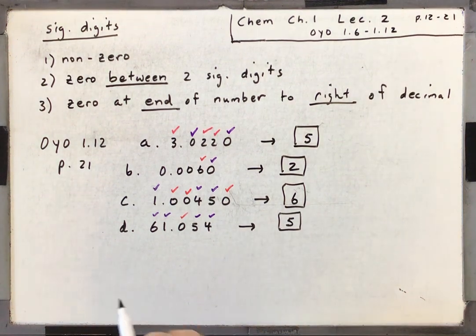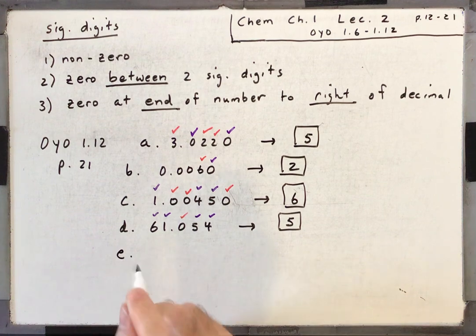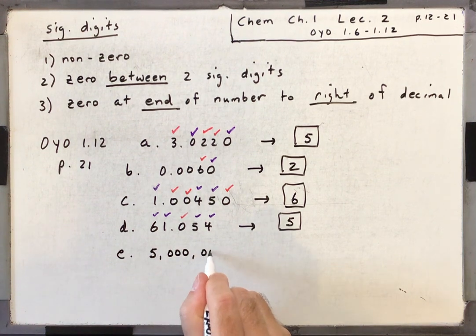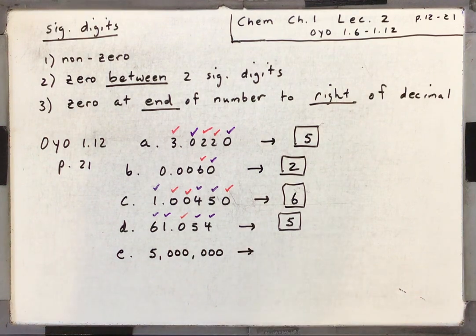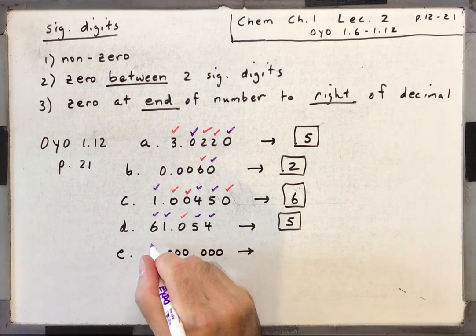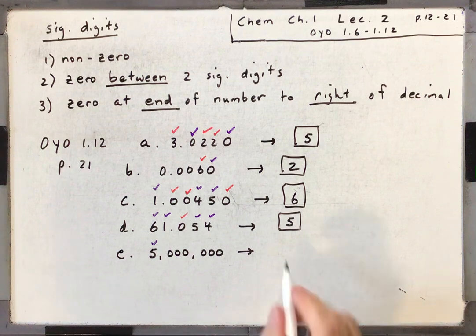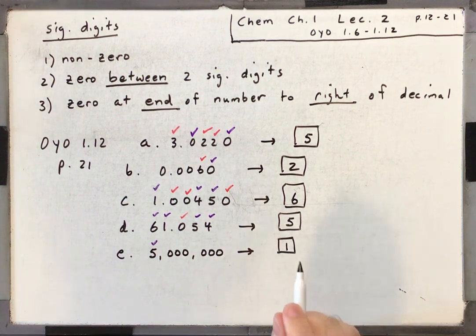Okay, so here are a few extra ones to make sure that you have this concept down. E isn't in the book, but I'm going to tell you, how about it's just 5 million? No decimal. 5 million. Well, we know the 5 is, that's non-zero. But what about all these other zeros? They're not to the right of a decimal. There is no decimal. They're not in between two significant digits. None of these are significant. So the answer is just 1. None of these zeros qualify.